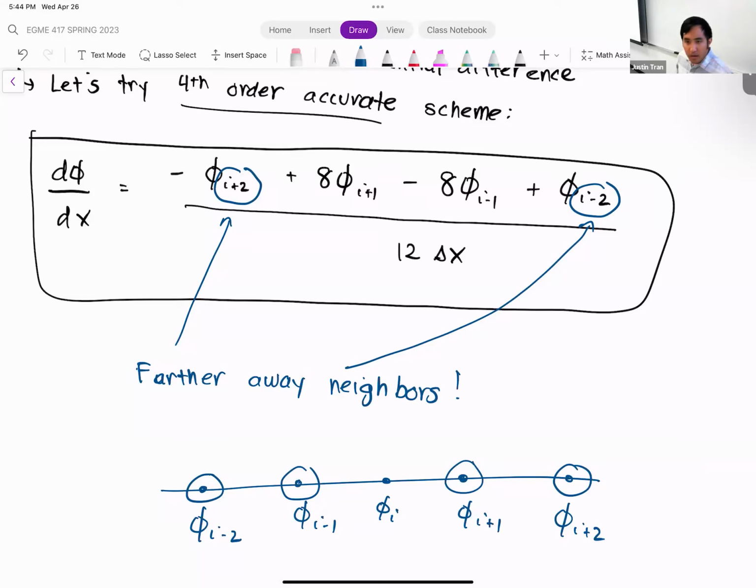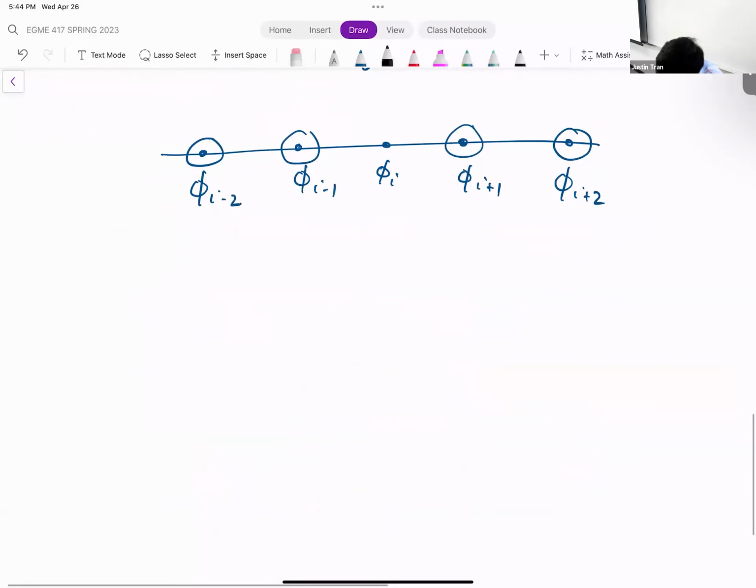Okay. All right, so let's see how this is applied in an example, just so that you can see it in action. I'm going to jump straight to 2D because if you're in 1D, it's really not worth it to do a higher order scheme. So let's see what it looks like in 2D.